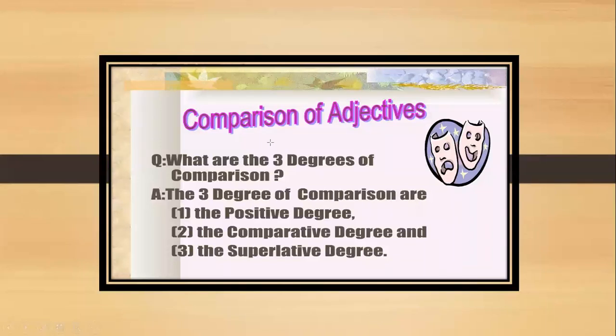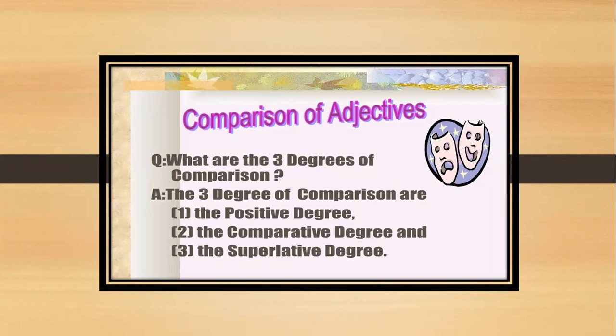I will repeat it once. There are 3 types of degrees. Number 1 is the positive degree. Number 2 is the comparative degree, and number 3 is the superlative degree. I hope it is clear to you. Positive, comparative, and superlative. Let's move further now.